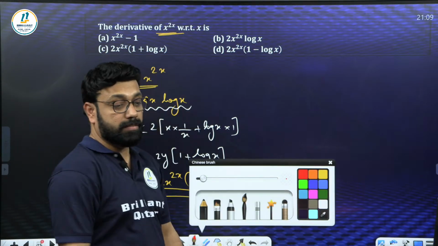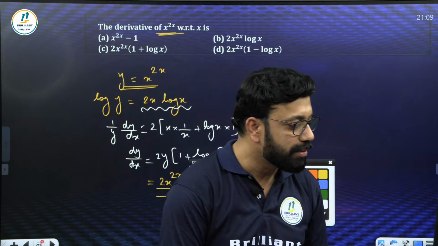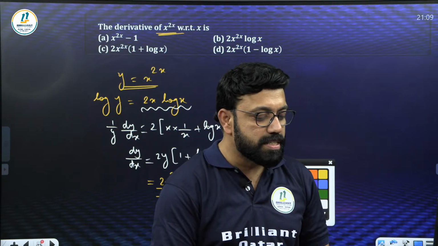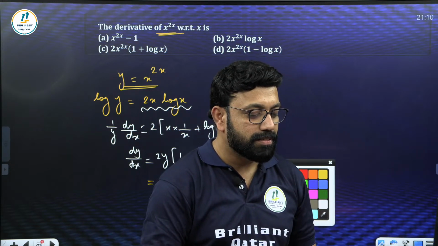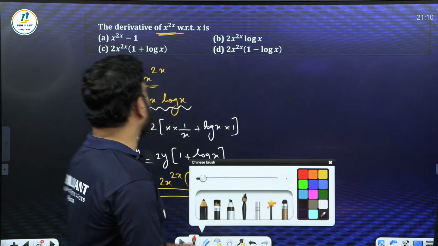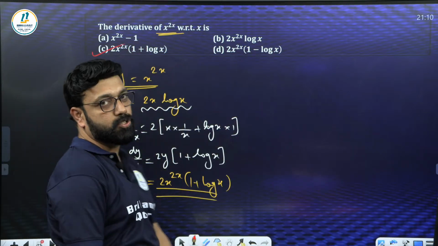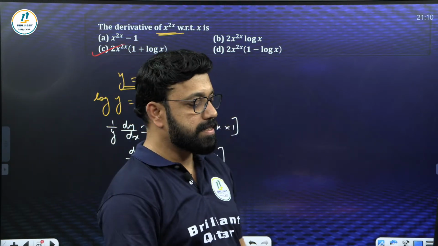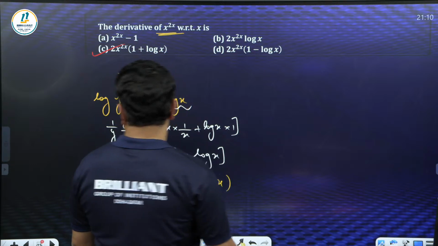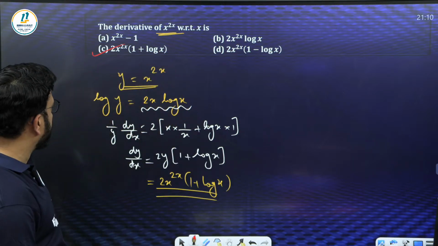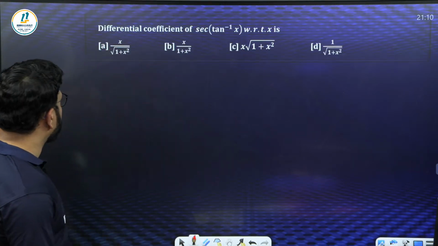Which option is correct? Yes, the option is there. Which option is it? The option again came as C, 2x raised to 2x. Okay, the answer is there in the options, so A, B, C, D, C is the correct option, and we move to the next question.